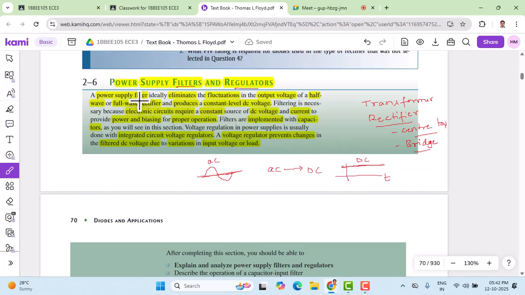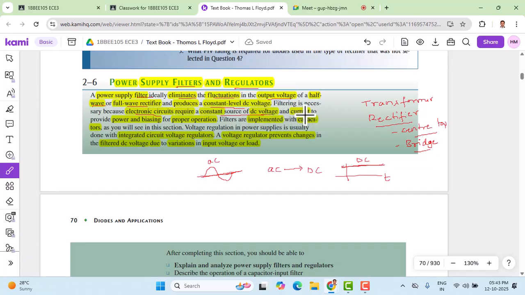We need to use an additional circuit called a filter. What will the filter do? The filter eliminates fluctuations in the output voltage of either the half wave rectifier or the full wave rectifier, and tries to produce a constant level DC voltage. That is the role of a filter. Now, if you look at electronic circuits, for example a laptop, mobile, or whatever, those are called electronic circuits. What do they want? They want a constant source of DC voltage. They don't want any fluctuations. What we have seen in the rectifier is just a positive half cycle. They don't want such varying DC voltage. They want a constant source of DC voltage.